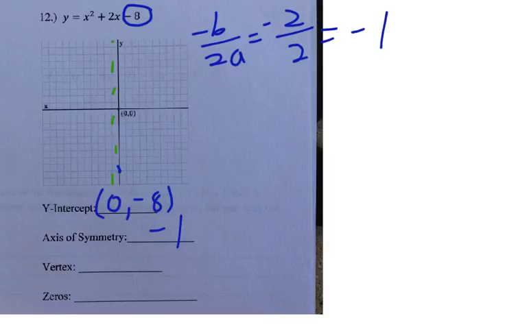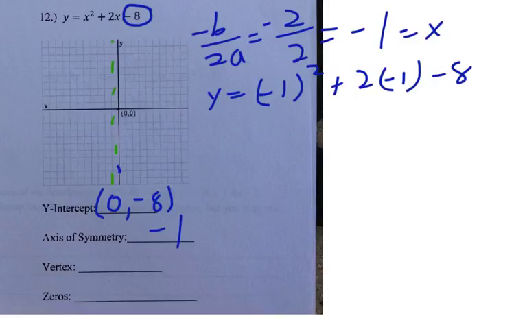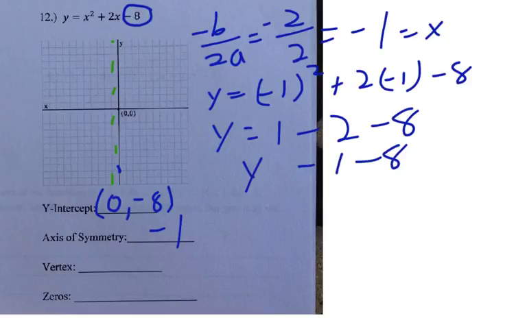The vertex is about right there. I plug in this x value for all of my x's. So it would be y equals (-1) squared plus 2(-1) minus 8. Do order of operations, we square the -1. -1 times -1 is +1. And 2 times -1 is -2, minus 8. 1 minus 2 is -1, minus 8. So we get y equals -9.